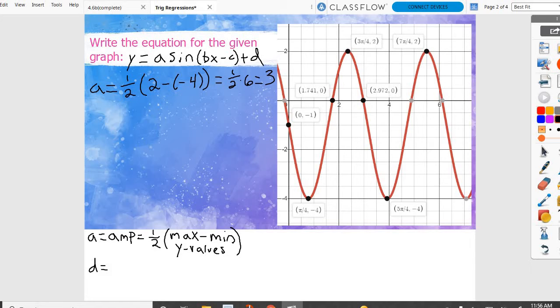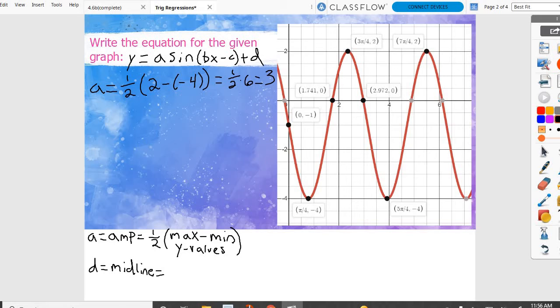What about our D value? What does our D value give us? The vertical shift. But if I don't know where I started, then we can't figure out where that is on my graph. But it is going to be the midline of our graph, because remember that our vertical shift has to be exactly halfway in between our max and our min. So how do I find a value that's exactly halfway in between? How do I find an average? Add them and divide. Correct.